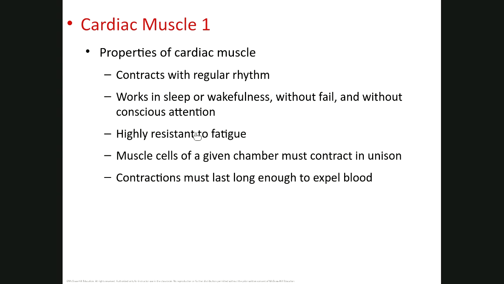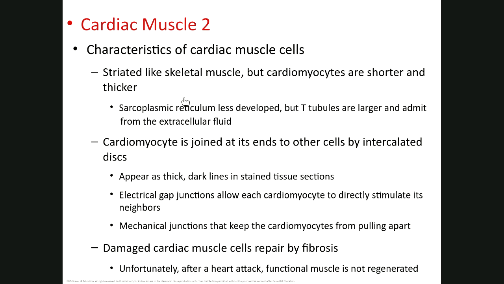Now, cardiac muscle has a regular rate and rhythm because you have a pacemaker. It also works in sleep or wakefulness 24/7. And because of this, it has a lot of mitochondria, so it's resistant to fatigue. Very important that it regulates this and stays consistent in order for the heart to be pumping for many, many years to come. But this cardiac muscle, just like the skeletal muscle, is striated, although shorter and thicker. The sarcoplasmic reticulum is less developed, but the T-tubules are bigger.